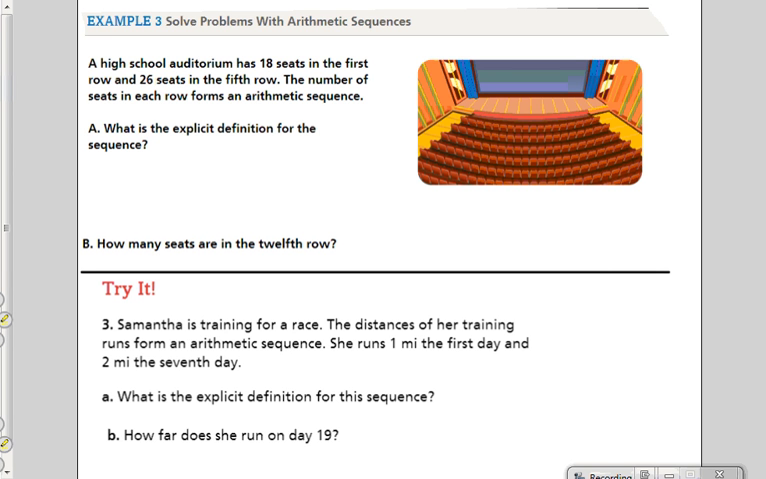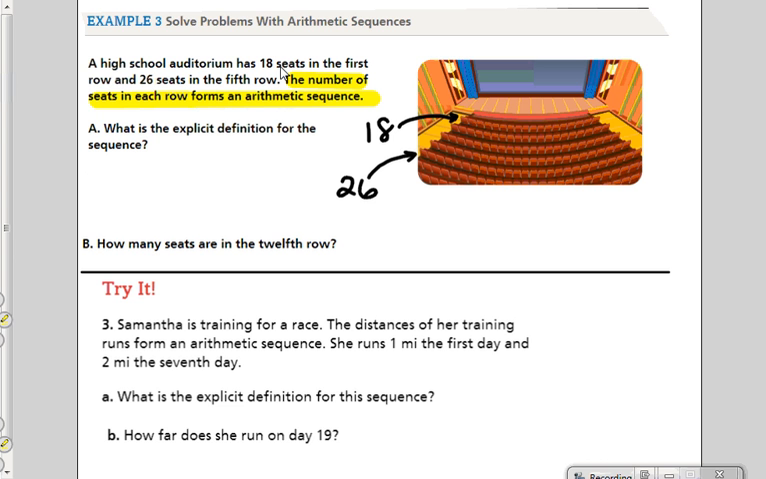We're on example 3 in lesson 1.4, and we're going to talk about how to solve problems with arithmetic sequences. This problem is nice because they tell you up front the number of seats in each row does form an arithmetic sequence. So we know that if there are 18 seats in the first row and 26 seats in the 1, 2, 3, 4, 5th row, the rows in between them will follow a pattern. They're going to grow by the same amount.